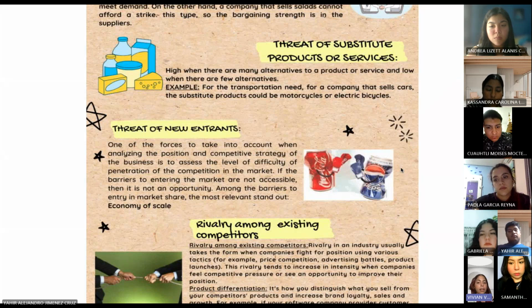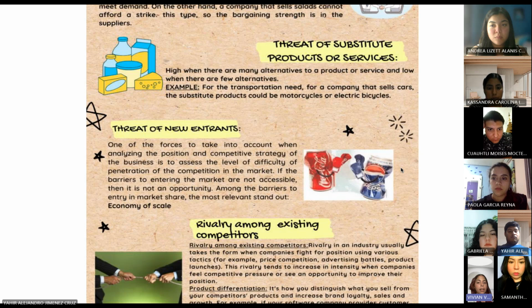I am going to tell about the next factor, the rate of new entrants. It reflects the impact of the entry of new competitors in an industry. If an industry is easy to enter, existing companies face risks such as price competition, loss of market share, and declining profits. Likewise, if the barriers to enter the market are not accessible, there is not an opportunity.